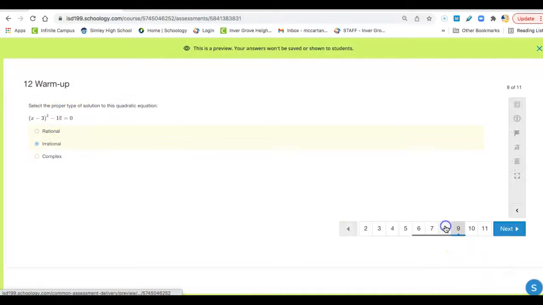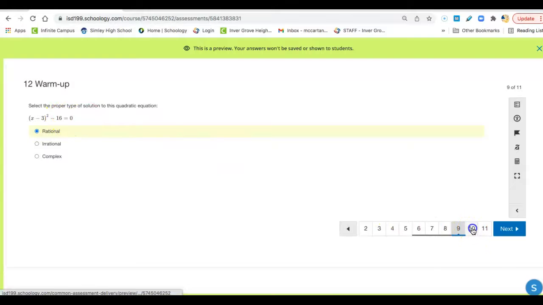Unlike number 8, let's back up. 17 is not a perfect square. If I take the square root, I end up with the irrational number. Where 16 is a perfect square, I take the square root, I end up with 4.